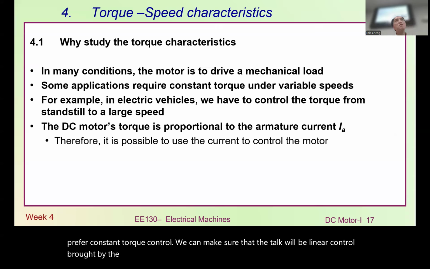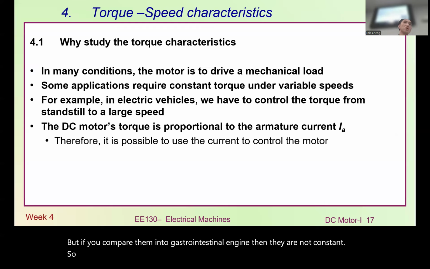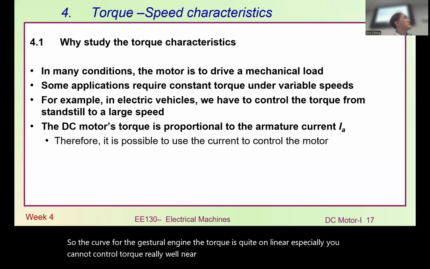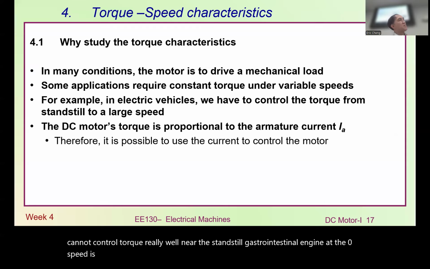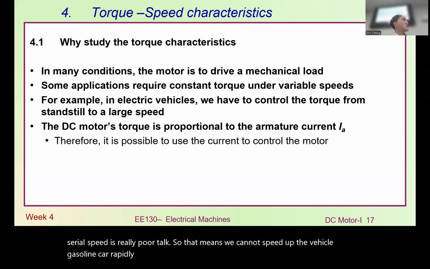But if you compare this to a gasoline engine, the torque is not constant. The curve for the gasoline engine is quite nonlinear, and especially you cannot control the torque really well near standstill. A gasoline engine at zero speed has really poor torque. So that means we cannot speed up a gasoline car rapidly from standstill. But for an electric vehicle, we are able to do that.